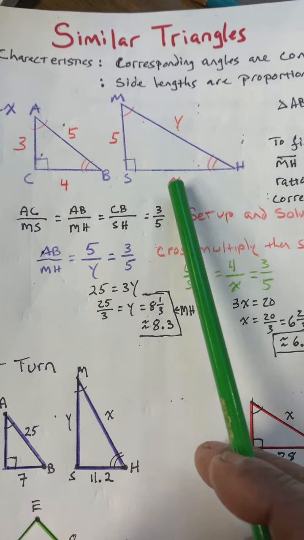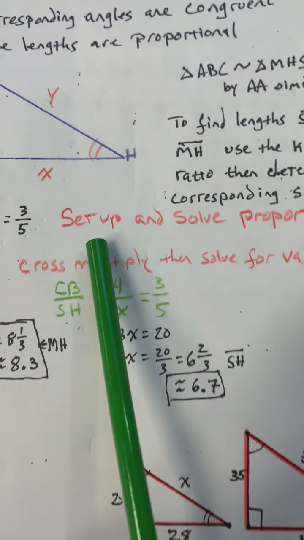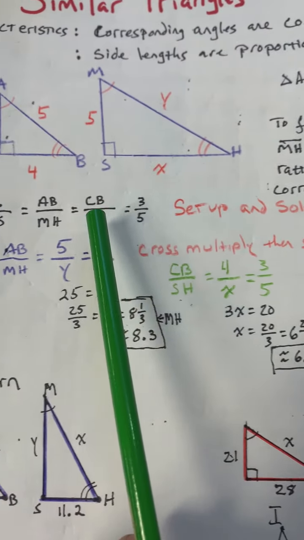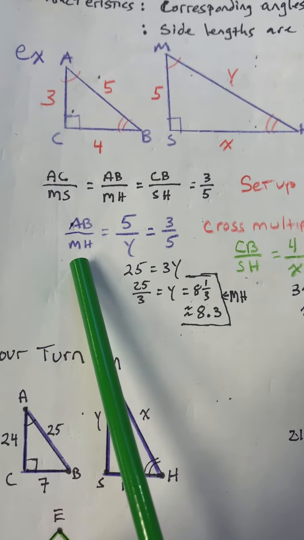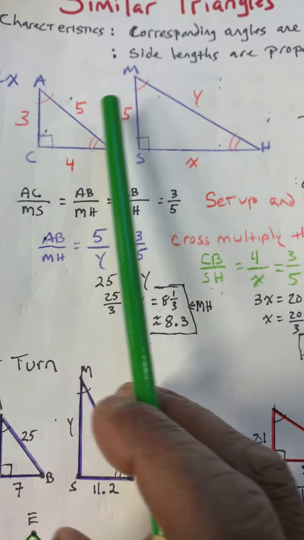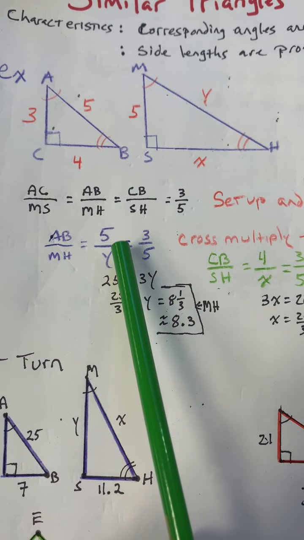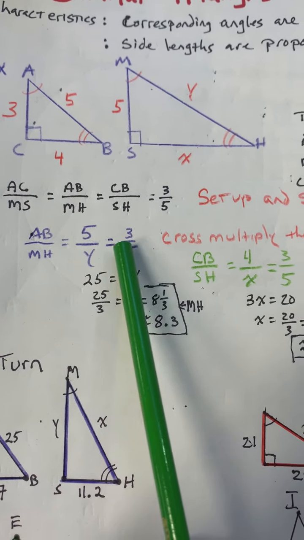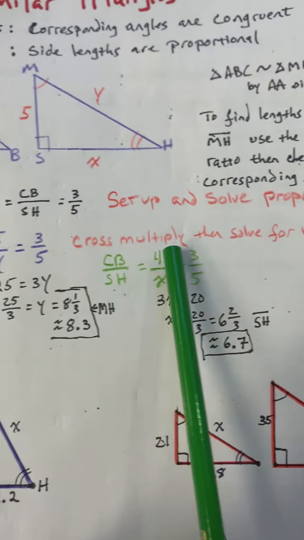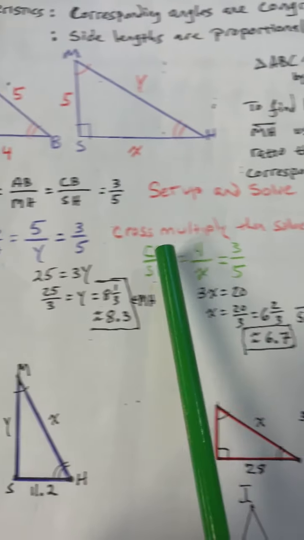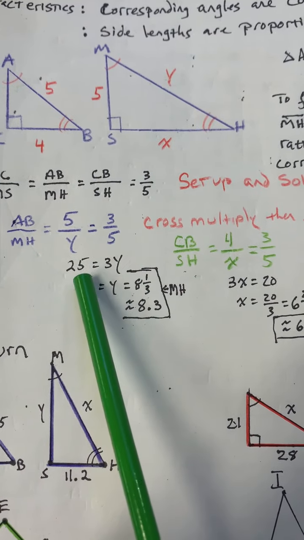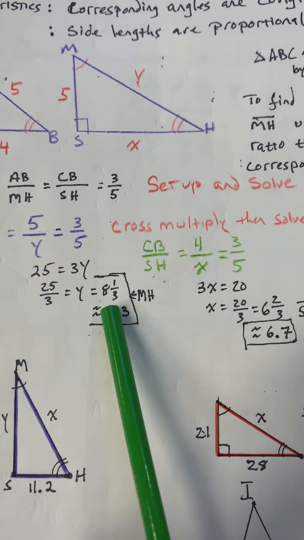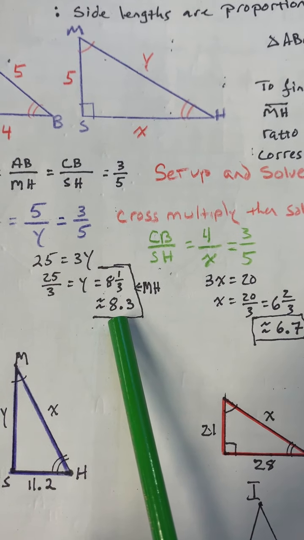So to figure out how long X and Y are, we have to simply set up and solve proportions. We say that AB is to MH, 5/Y as 3 is to 5. That's our ratio. So then we solve it by cross multiplying and then solving for the variable. Okay. So we go 5 times 5, that's 25, 3y, 25 divided by 3 equals y. So we get 8 1/3, or approximately 8.3.